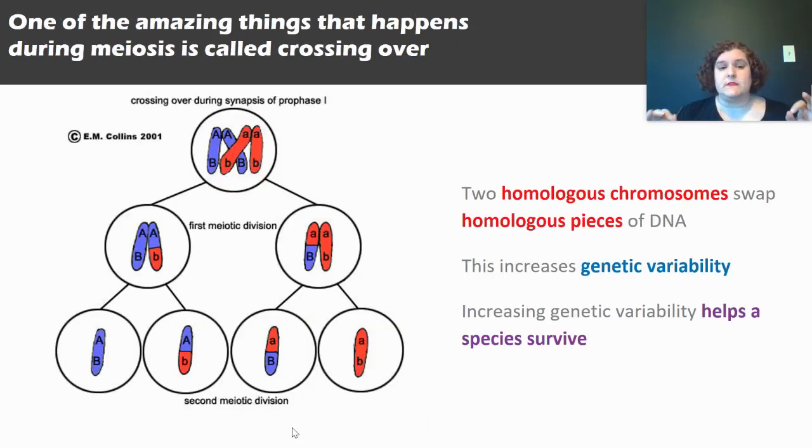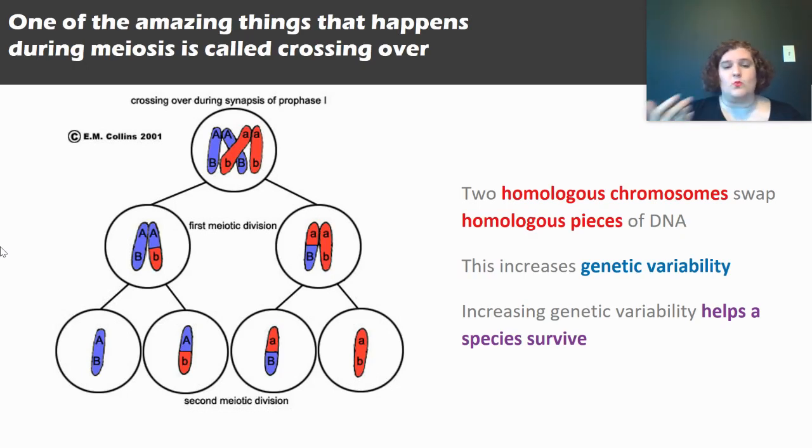There's also this really cool thing that happens during meiosis called crossing over. And crossing over happens during prophase 1. And what happens is 2 pieces of DNA swap. So you can see that happening here in this section and this section where it swapped pieces of DNA. 2 homologous pieces of DNA. In other words, they have the same genes on them.